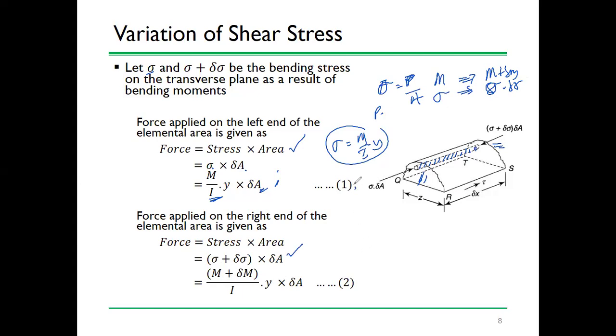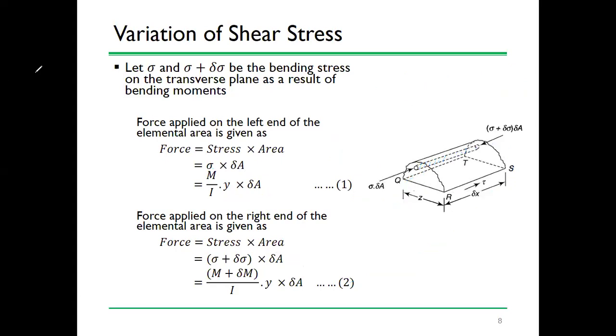So equations 1 and 2. Equation 1 is for this surface, and equation 2 is for this surface. In simple terms, for equilibrium, when we sum these two forces, we should get 0. In other words, for equilibrium, the force on this face must be equal to the force on this face. Let's proceed. So remember these two equations, equation 1 and equation 2.